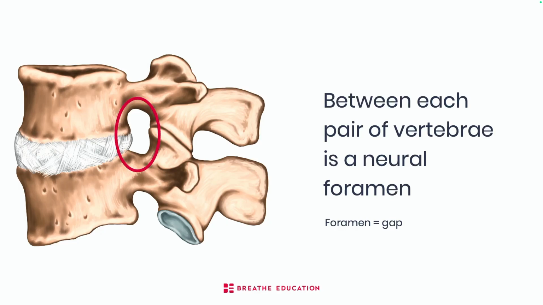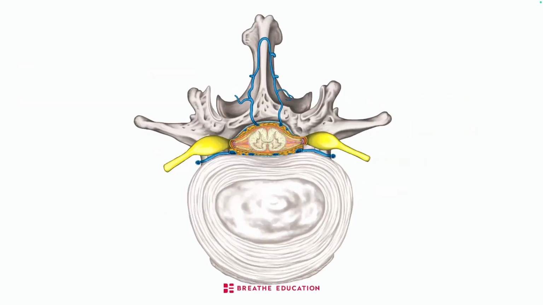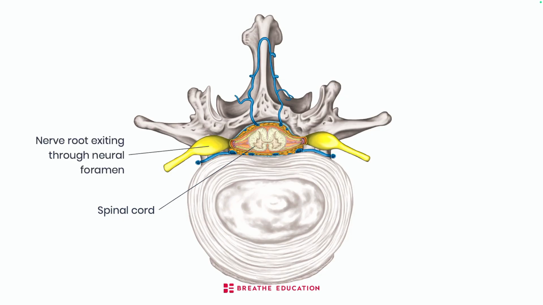All right. So if we look at it from the top view, there is your spinal cord. That's comprised of hundreds of thousands of axons, each microscopically small. And there is the nerve root exiting the spine through the neural foramen.